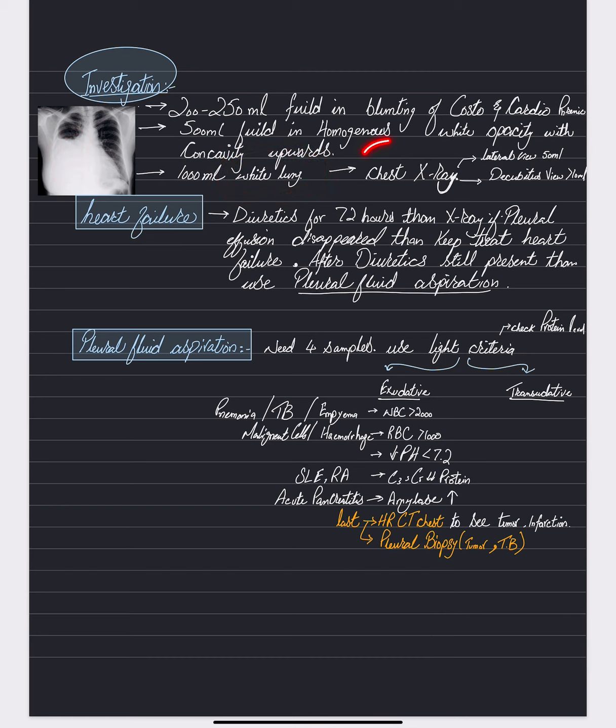So what we can do is take the chest x-ray in lateral view or decubitus view. If there is pleural effusion caused by heart failure, we can give diuretics for 72 hours. Then we can do the x-ray to check if the pleural effusion has disappeared. If not, we can go with pleural aspiration. We can use the aspiration to take out the fluid.